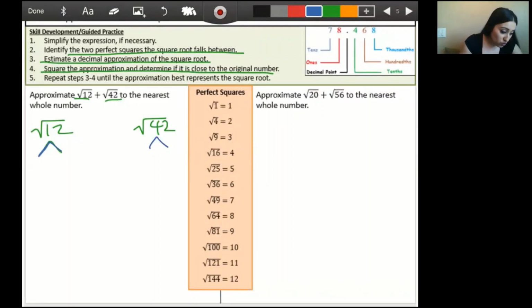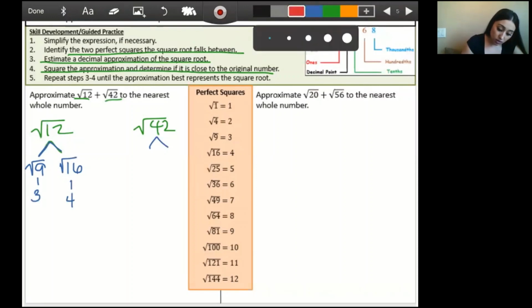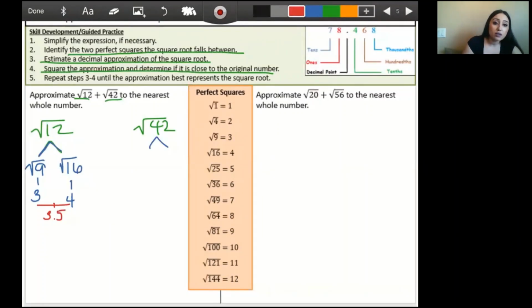So the square root of 12 is in between the square root of 9 and the square root of 16. The square root of 9 is 3. The square root of 16 is 4. I'm going to draw my number line. Right down the middle, I have the square root of 9 and 16, 3 and 4. Halfway down is 3.5. I'm going to use the units in between to figure out what section it falls in.